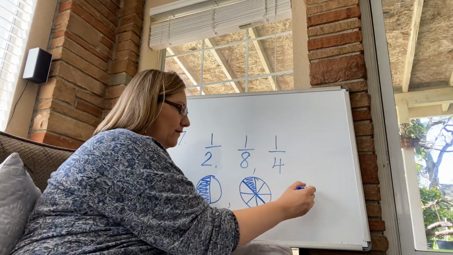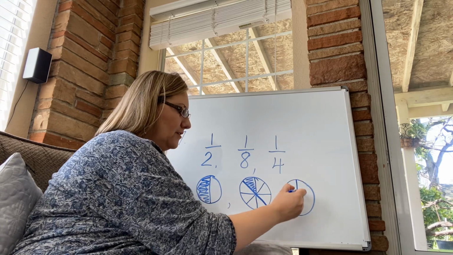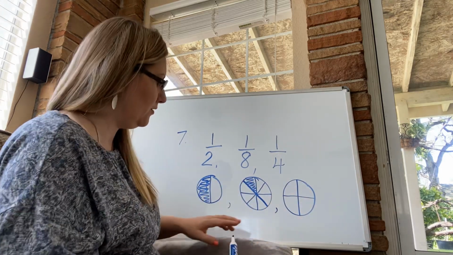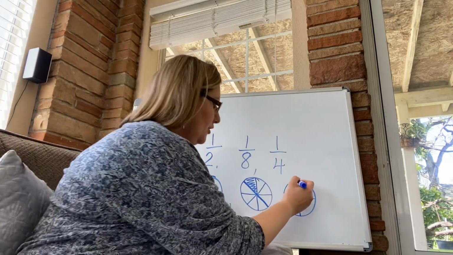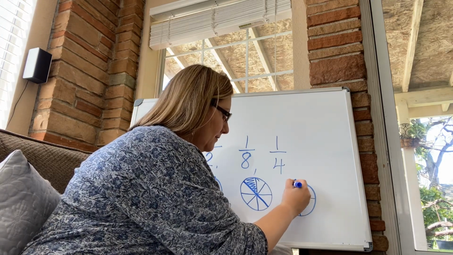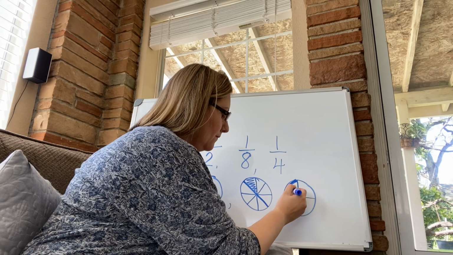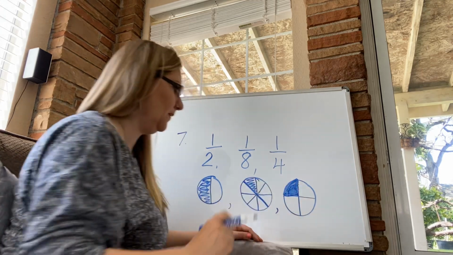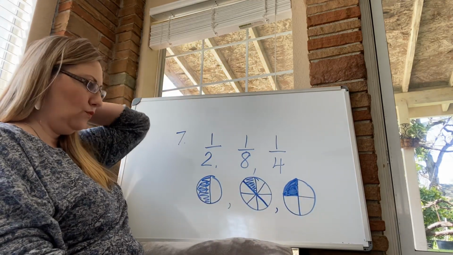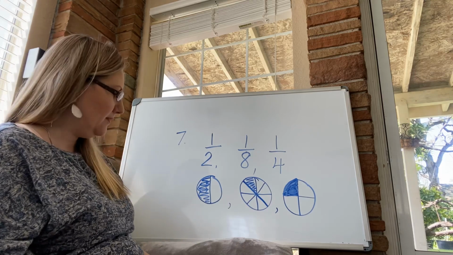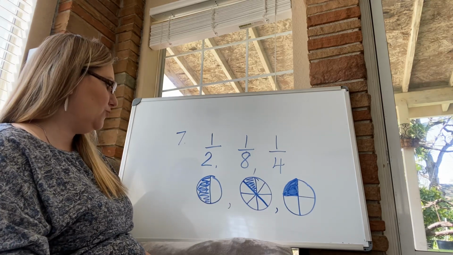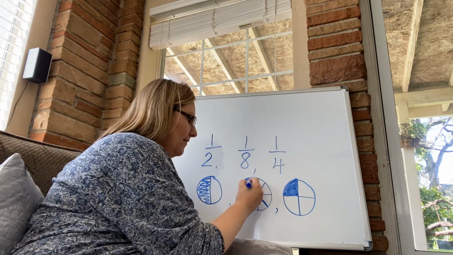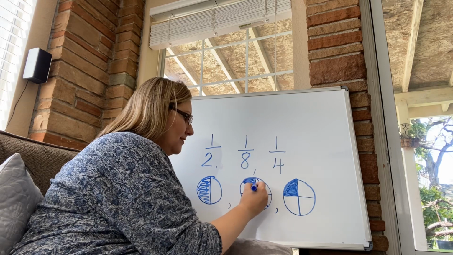The next one is 1/4. So we're going to split our circle into fourths, and we are going to shade a whole 1/4 of this. Okay, and you can see which one is the smallest piece of these pies. And so which one is it? I think you can see that it is this little 1/8 that is the smallest piece of the pie.